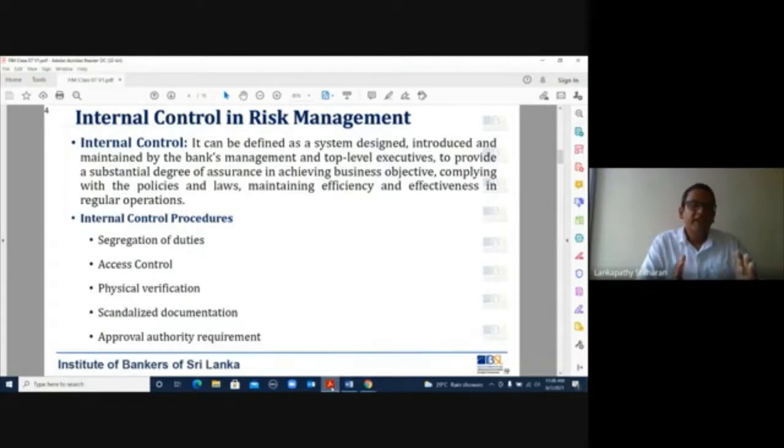Okay, so even in the bank, if you see any voucher or other things, one person will prepare, another person will check, and another person will approve. So there will be segregation of duty. And access control. Of course, access control is also one of the internal control procedures.